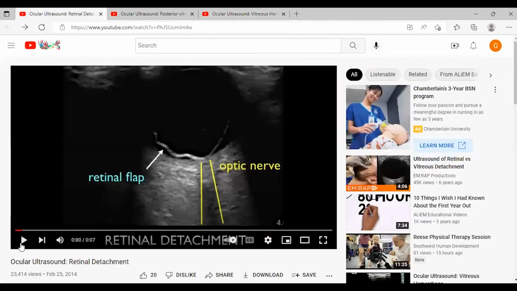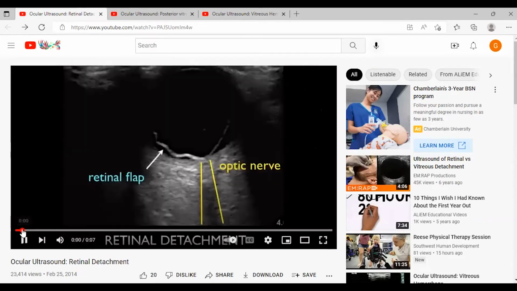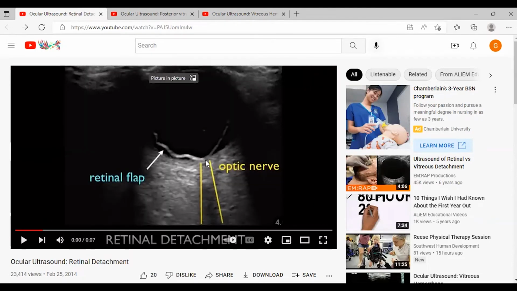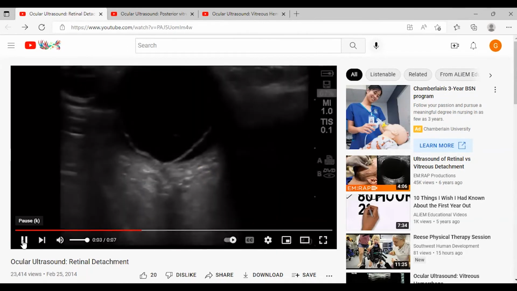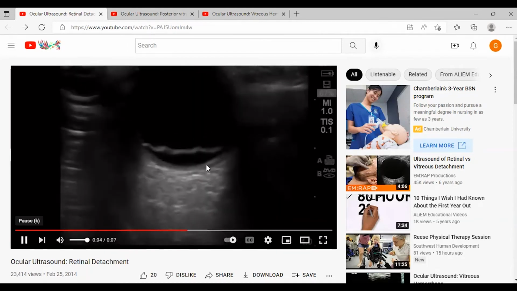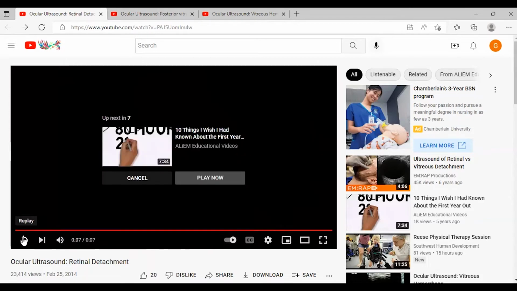Here is an example of a retinal detachment. Sorry, that went a little faster than I wanted to. Again, see your optic nerve. You see that it's tethered. You see this thicker, more echogenic line for a pretty significant detachment here. You'll see as the patient moves their eye, a little bit of motion, but not much happening there.